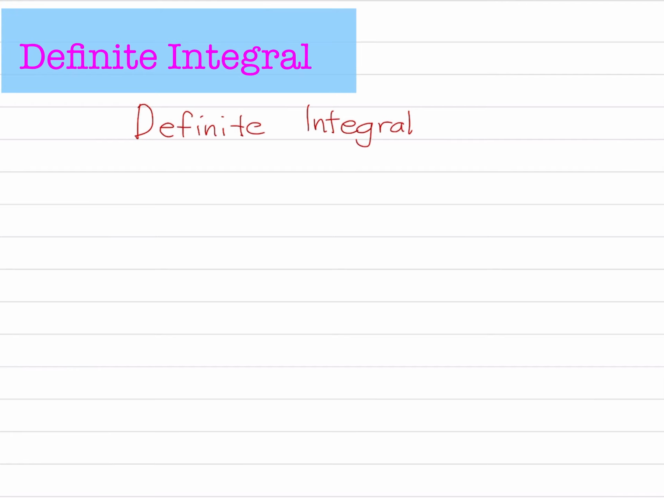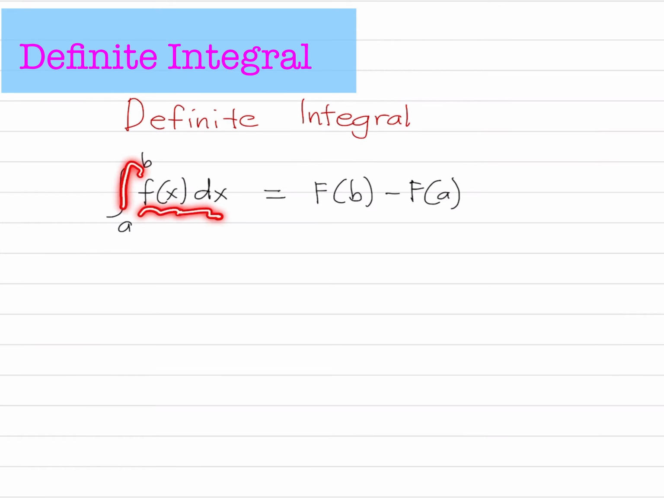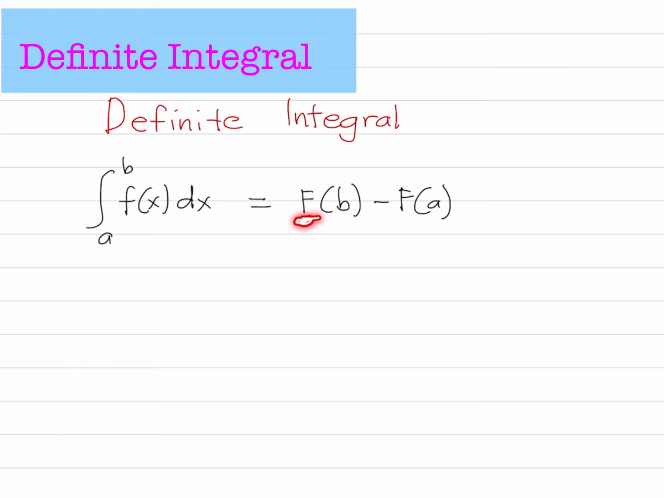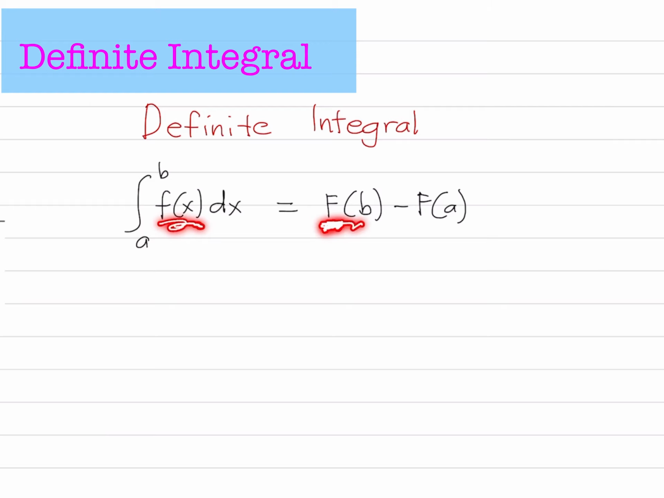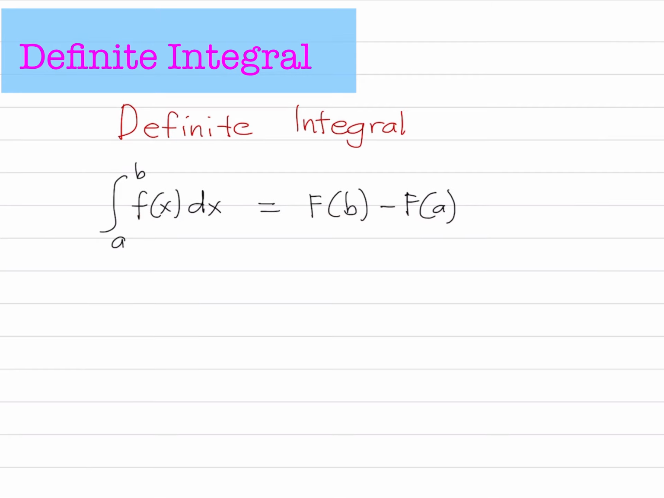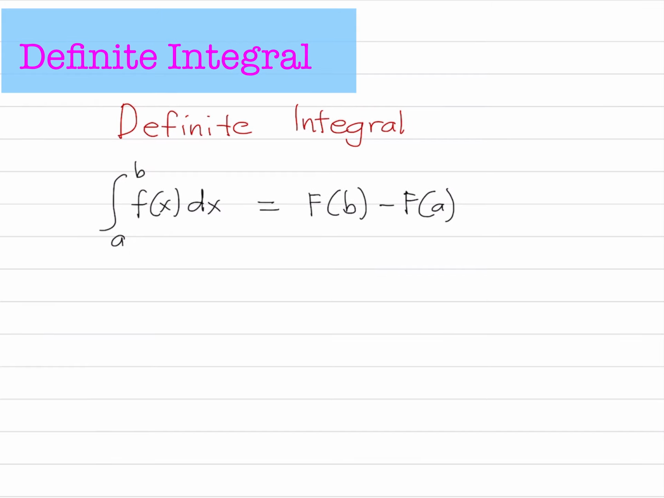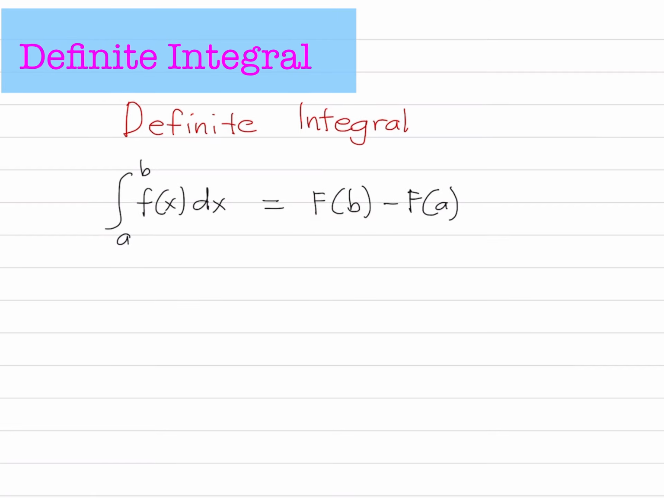A definite integral takes the form integral of f of x dx evaluated from a to b, which is equal to F of b minus F of a. F here refers to the antiderivative of f of x: the antiderivative evaluated at b minus the antiderivative evaluated at a. Here a and b are the limits of integration. So your definite integral has its limits, and the result of evaluation is always a constant instead of a function.